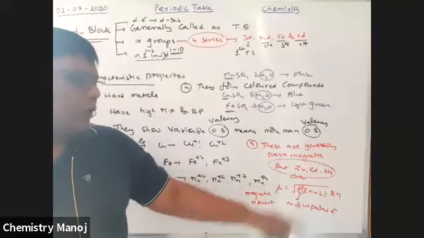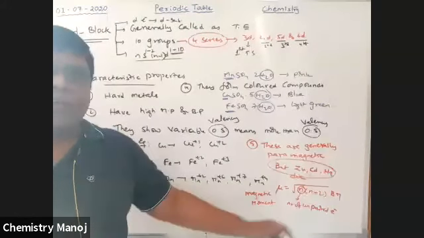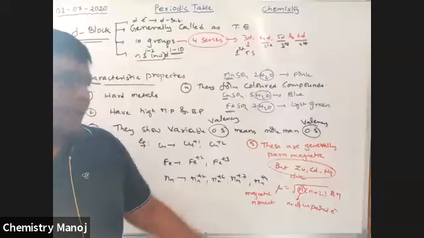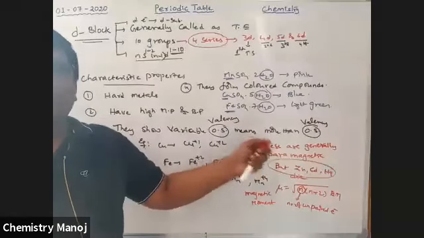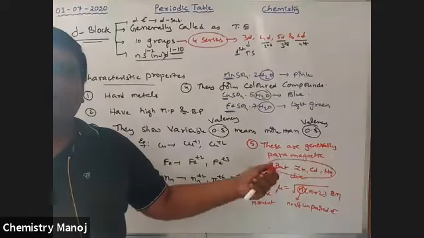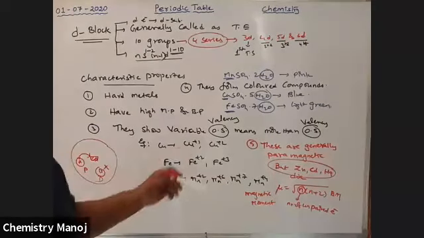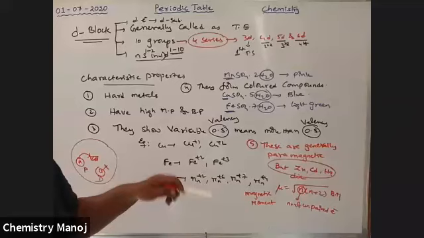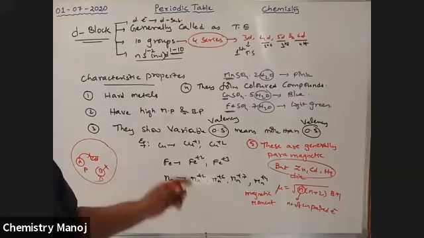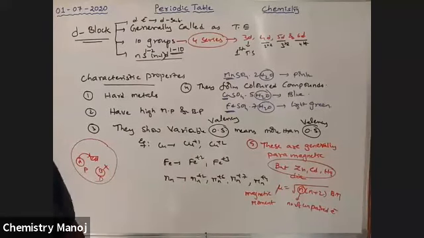So magnetic property is calculated with the help of this formula. Mu is equal to under root n into n plus 2. Here n is the number of unpaired electrons in that particular element. So having unpaired electrons is paramagnetic, no unpaired electrons is diamagnetic. Zinc, cadmium, mercury, all the orbitals are completely filled. That means they have no unpaired electrons. That is why those are diamagnetic in nature.